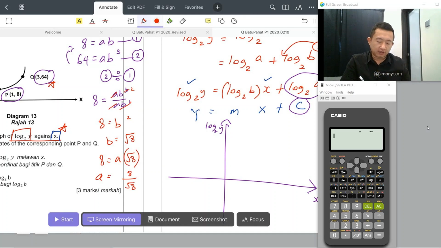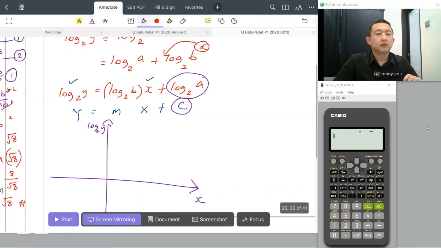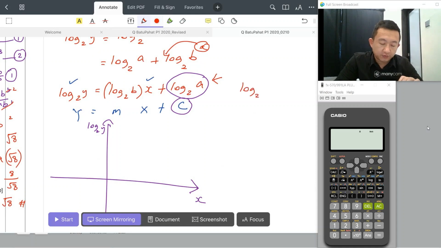You can get this in your calculator and you have square root 8. Okay, so a and b is the same value. We go back to this one. Why do I need to know the value for a and b? Because I need to plot the y-intercept. So log 2a. Log 2a equals to log 2 square root 8.